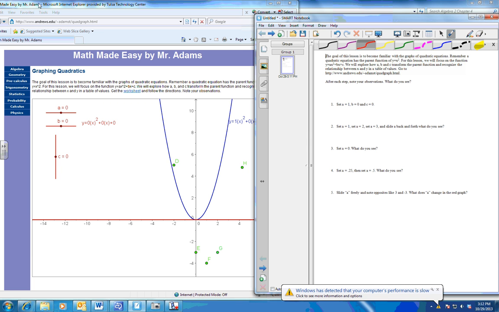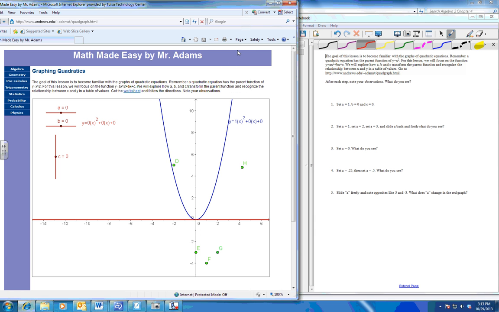So you should have the worksheet that says Quadratics Graphing Lab at the top. The first 5 questions look like this. And if you go to this web page at the top, this is what will come up. So I'm just going to make sure you understand what you're supposed to do. On the worksheet, it says after each step, note your observations. What do you see? After each one, we're going to write down how whatever it asks us to do affects our graph.